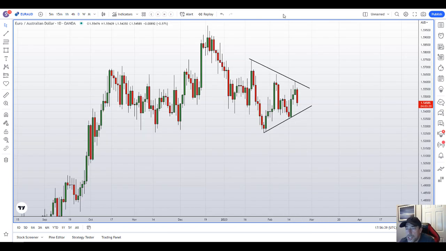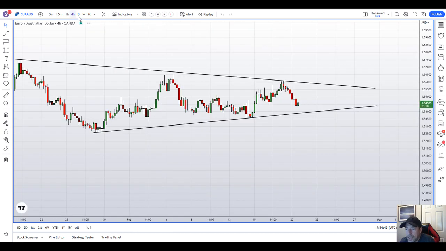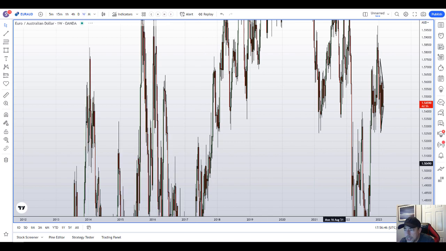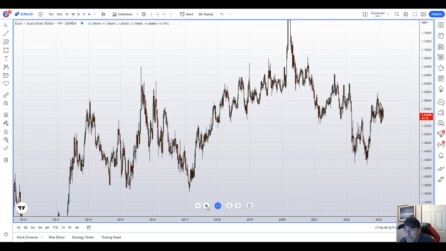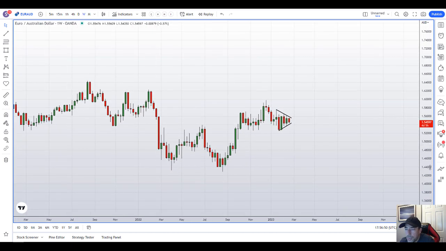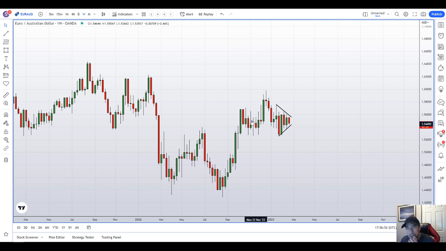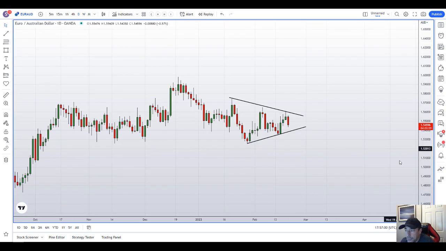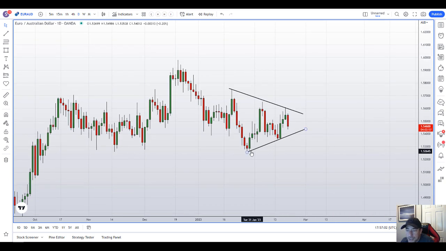Finally, Euro Aussie, similar in the fact that we're in a triangle, but as you can see, let's go on the weekly on this. Where Euro Yen is definitely bullish at the moment, Euro Aussie on the weekly is pretty flat really, so there isn't really a trend as such. Let's put the daily on. I can see these higher lows and lower highs.